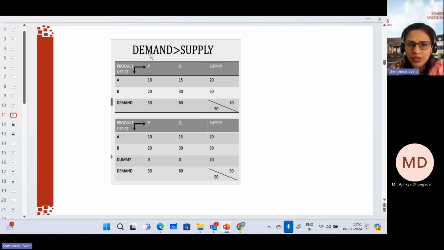Now if you are checking the demand and supply, if your demand is more, then you need to create one more source. If the supply is more, then you need to create a new demand place, right? This way we create the dummy row and the dummy column, where the costs involved in these dummy rows and dummy columns are going to be zero.